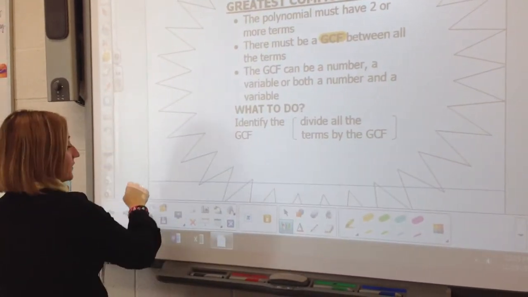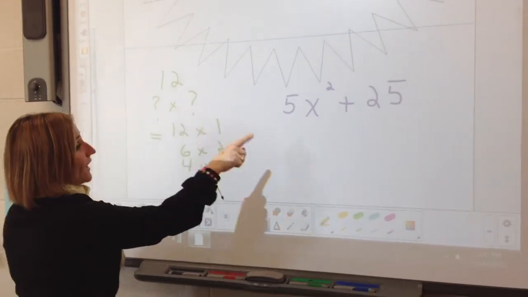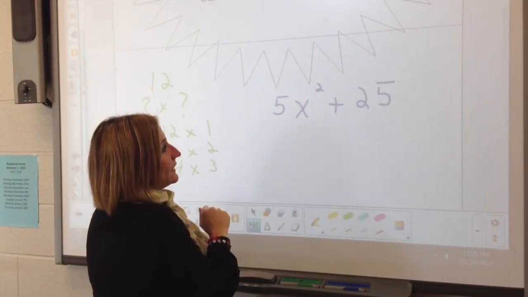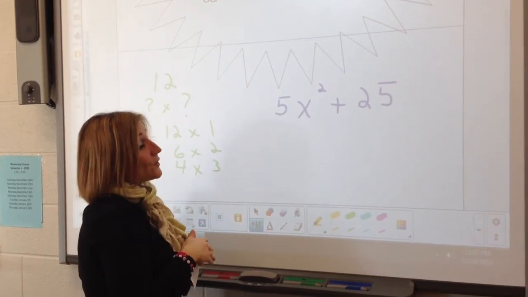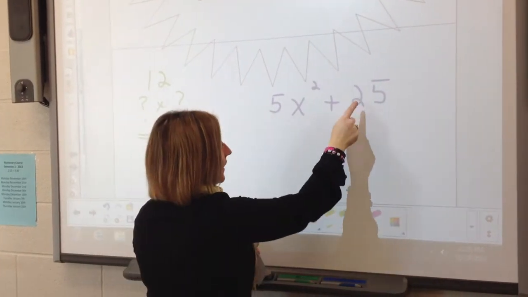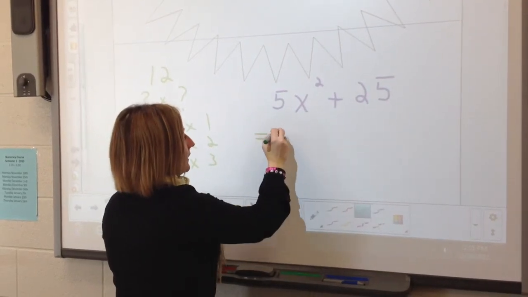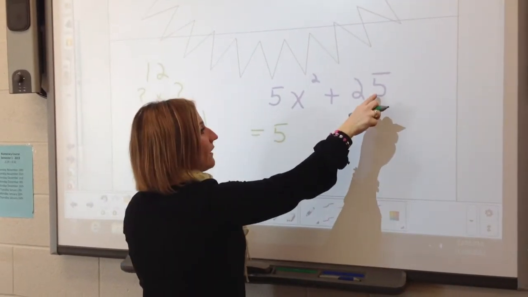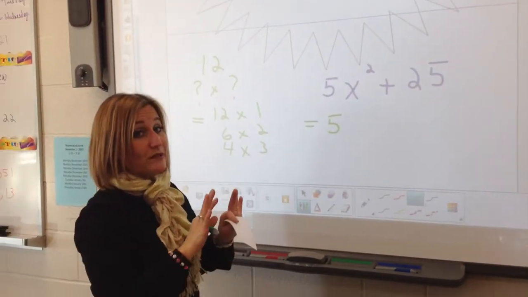So let's take a look at the question that I just wrote down. So 5x squared plus 25. Does this polynomial have 2 or more terms? Yes, it does. Is there a number that will divide into 25 and 5? And again, you want the biggest number, and that would be 5. Now, this term has an x. Does this term have an x? No, so x is not common. Our GCF is just simply 5.